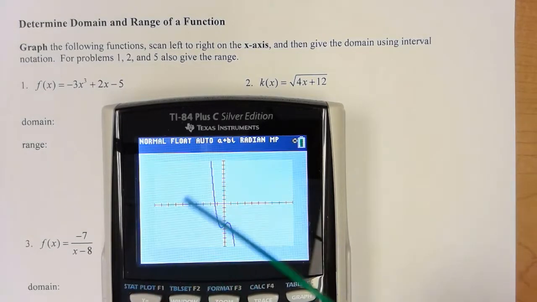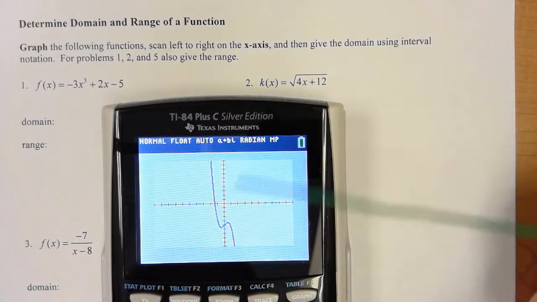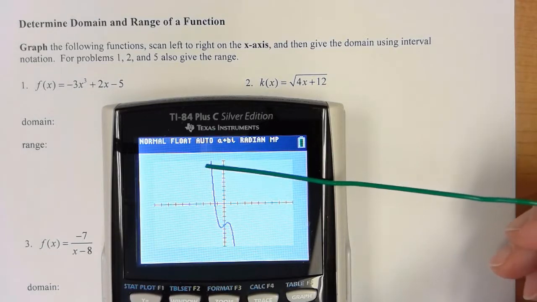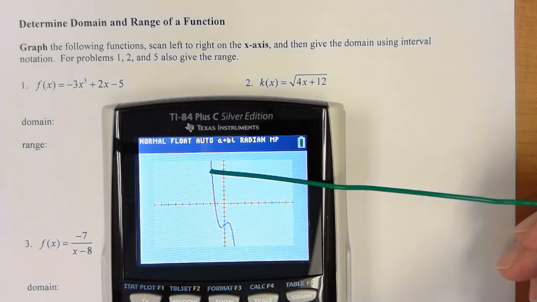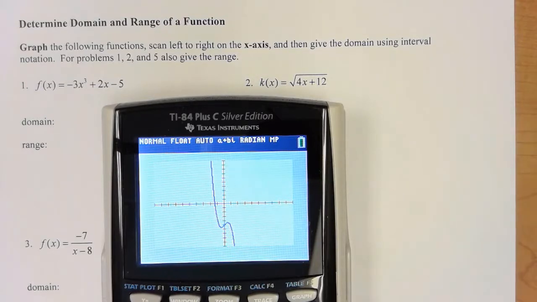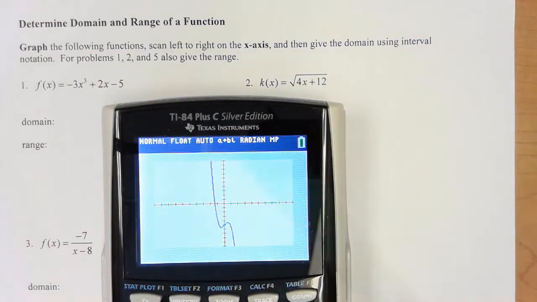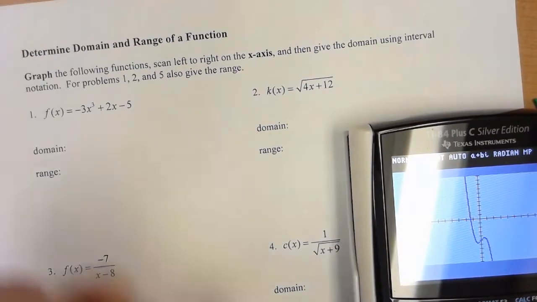Okay. Now, someday, maybe the next TI that they make, they'll have little arrows here. But until then, if it goes off your graph like this, you have to sort of understand there are arrows there. So as I scan the x-axis, I hit an arrow, I exit hitting an arrow. So that means my domain is negative infinity to infinity. My range, I hit an arrow, I exit hitting an arrow. So negative infinity to positive infinity.